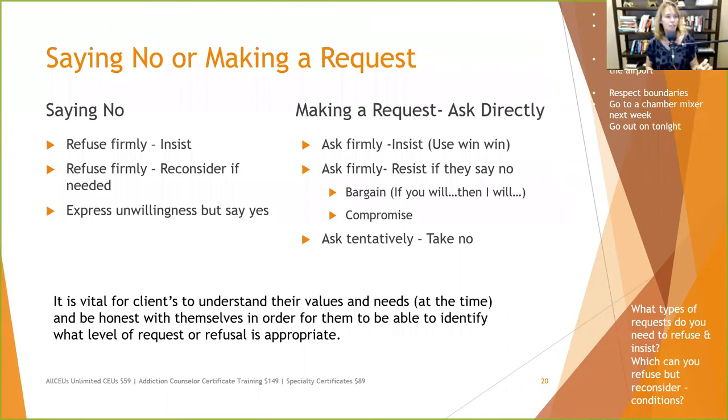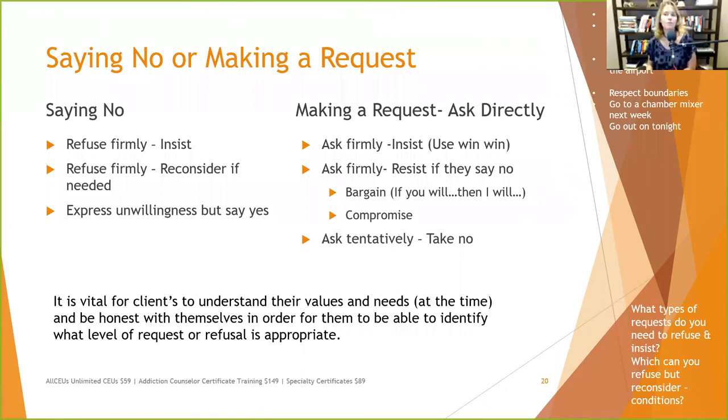Can I explain a little bit more the difference between ask firmly, insist, and ask firmly, resist? Ask firmly and insist means it's something that has to be done. The government, the IRS, asks us to pay our taxes. There's no option there. It's a done deal.